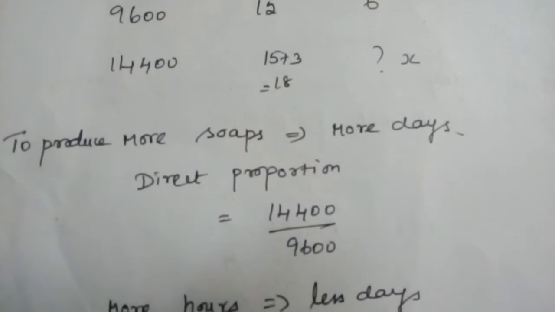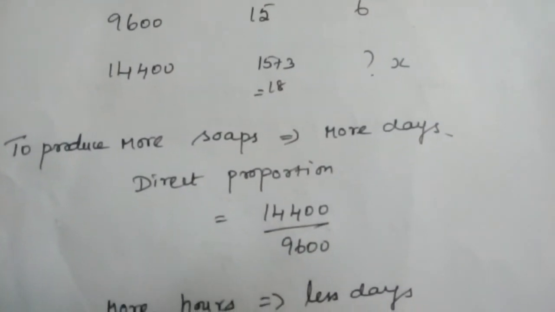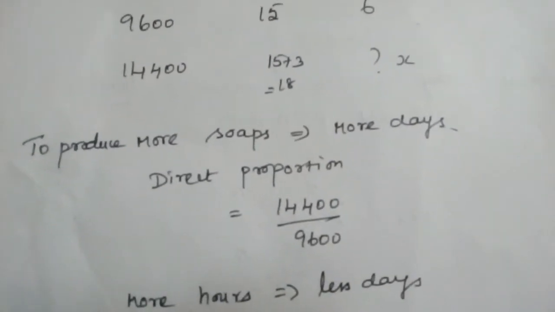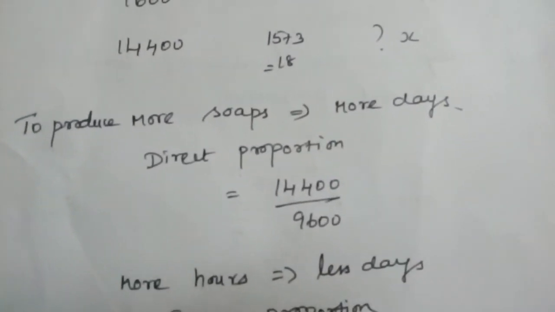So we will take the values as 14,400. Direct proportion means we will take the reciprocal, the reverse of the number. So 14,400 by 9,600.